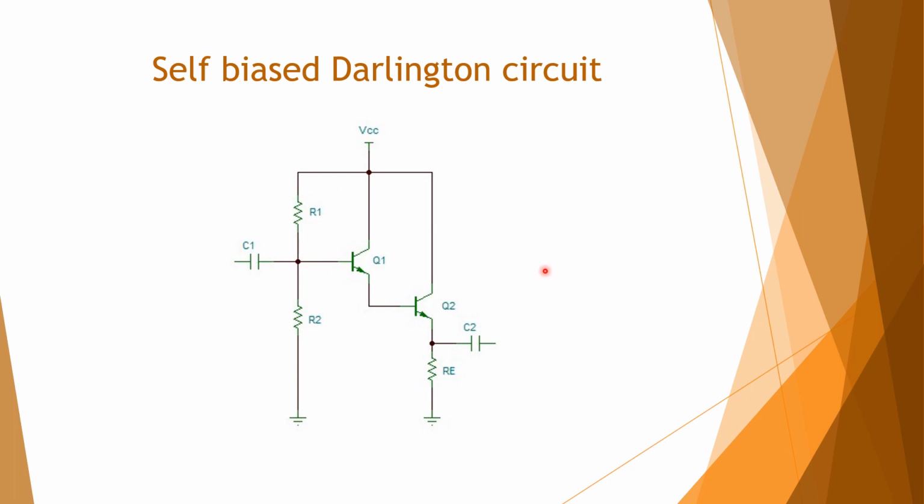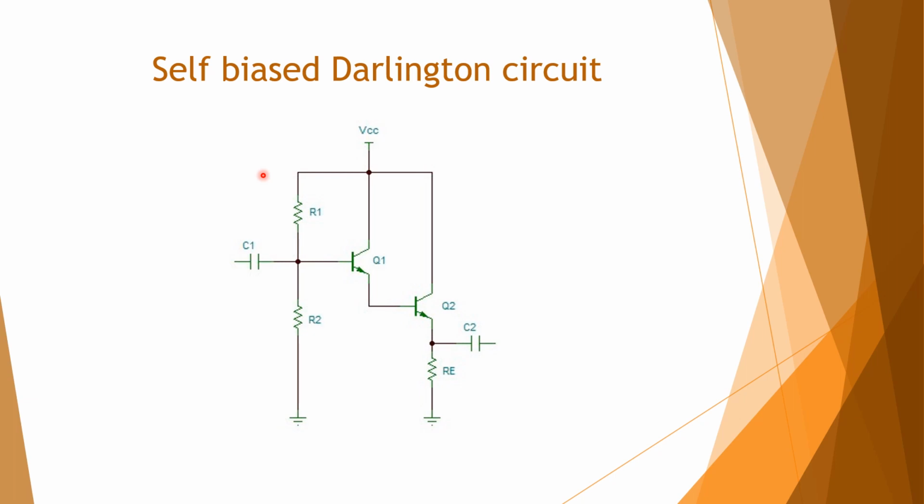And this is the practical circuit. The analysis we made earlier was for two transistors coupled like this, the Darlington circuit. In a practical circuit there will be DC biasing for the transistor to amplify the signal. So this is the DC biasing. There's a self-biased circuit R1 and R2, and this is the Re emitter resistor from where the output is taken. This is a coupling capacitor to couple the biasing and the input signal. So this is a self-biased Darlington circuit.